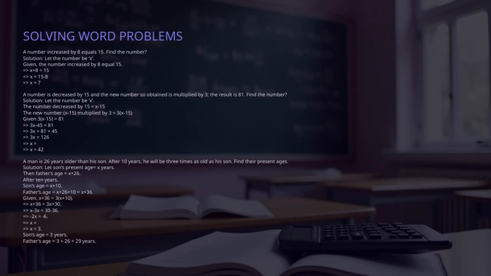These problems highlight the importance of translating words into algebraic equations and solving step by step. It's a great way to see how math helps us understand real-life situations.